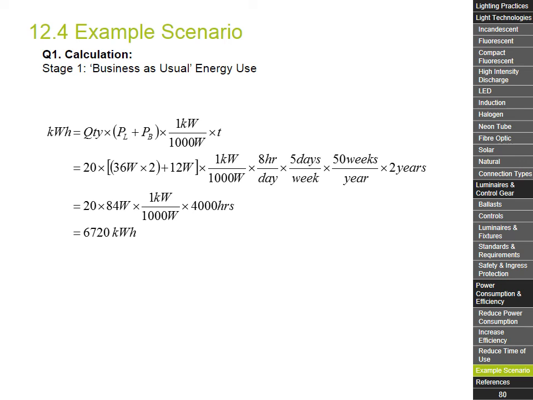This is the quantity of fixtures multiplied by the power of the fixture, which includes the lamp power and ballast power ratings, then converted from watts to kilowatts, and all multiplied by the time of use in hours. The current situation values are entered into the formula including the 36 watts per lamp and 12 watt ballasts per fixture. This equates to a business as usual energy use of 6,720 kilowatt hours for the 2-year period.